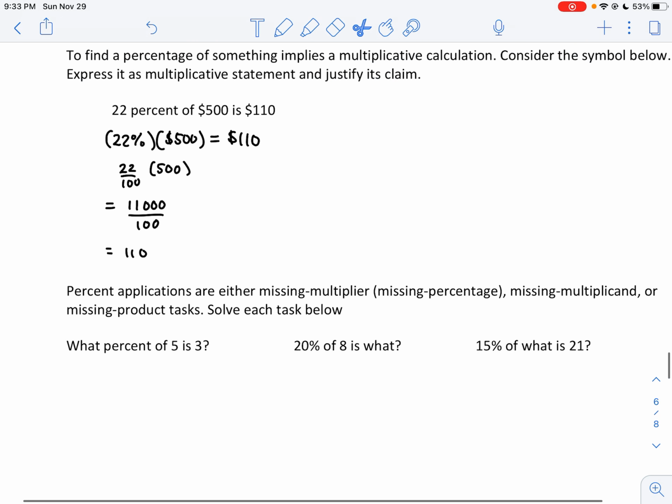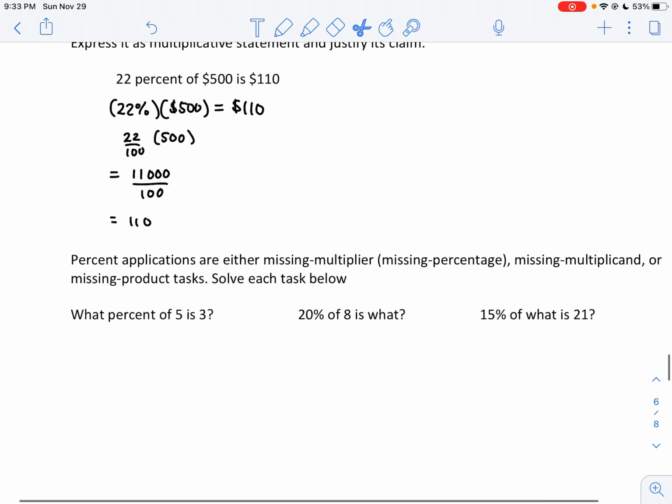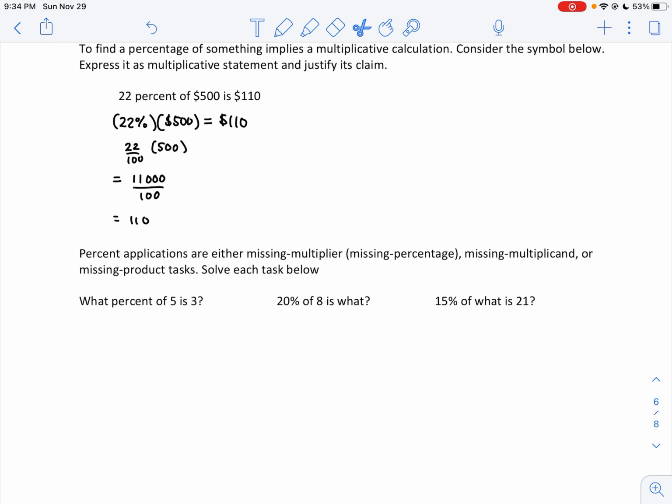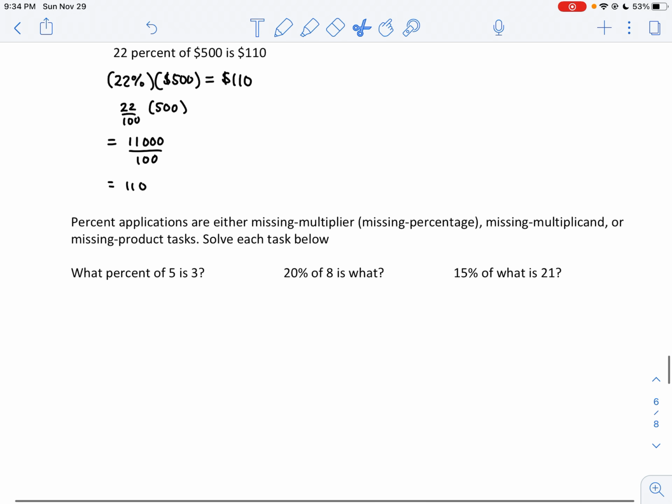Okay, now percentage applications are either missing a multiplier, which means a missing percentage. Notice that in our structure here, the role of the multiplier is the percent, and then these have similar units. You can think of the percentage as a unitless multiplier, a scale factor. So that means the multiplicand and the product will have the same unit, because this number here is unitless. That's one way to think about multiplication.